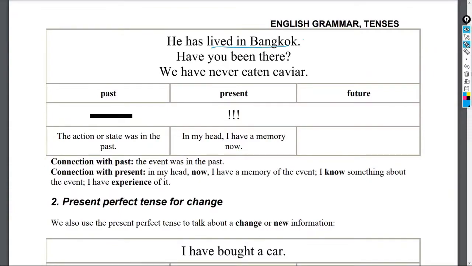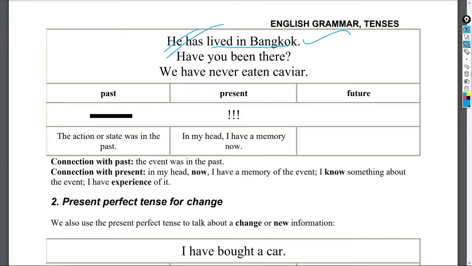I've lived in Bangkok. Here also you see, this is also a kind of experience. So you went to Bangkok. You have the experience of living there. You lived there for some time. Therefore, you have gathered the experience of living there in Bangkok. Therefore, this also talks about experience. Have you been there? We have never eaten caviar. So these are matters of experience.